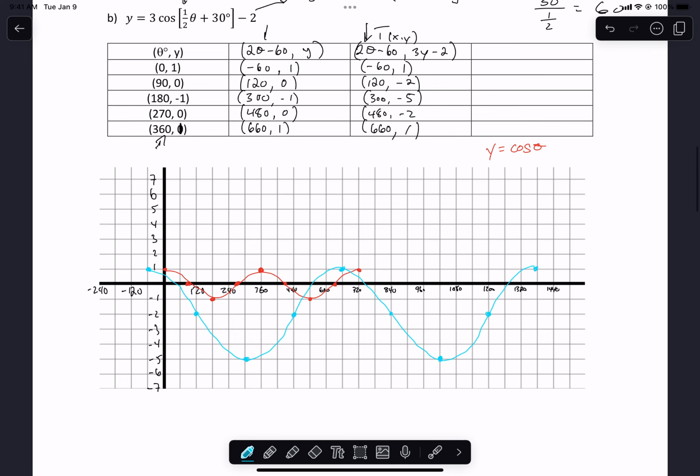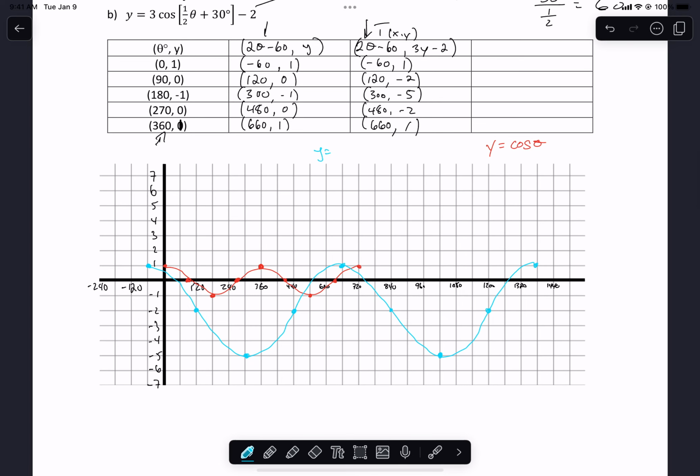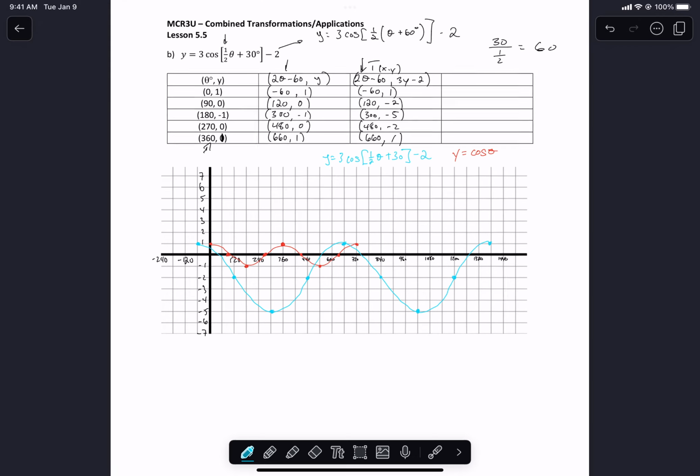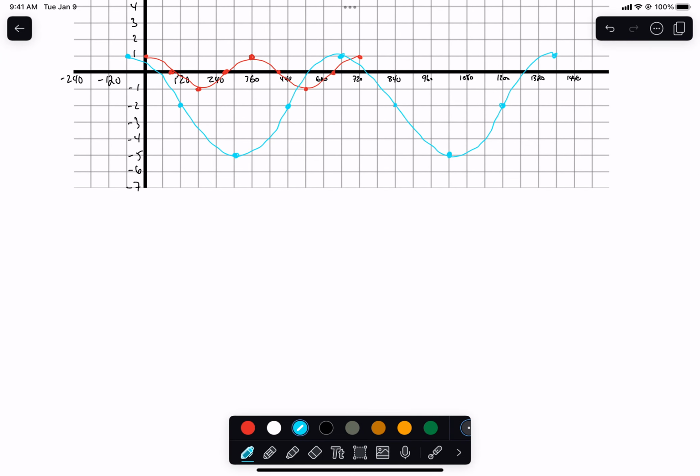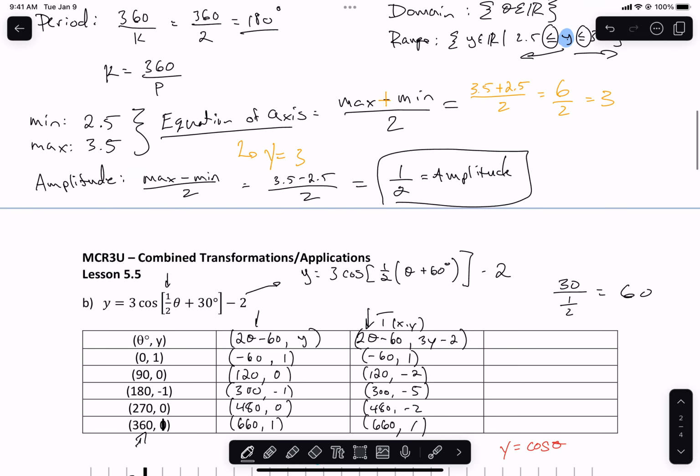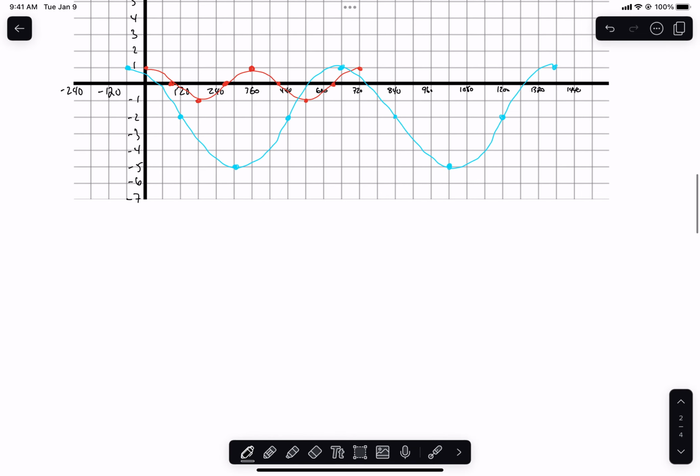Okay, so that would be the graph of y equals 3 cos(1/2 theta + 30) minus 2. Okay, let's answer some questions about it. What was the first one on? Oh, the period. The period's what?